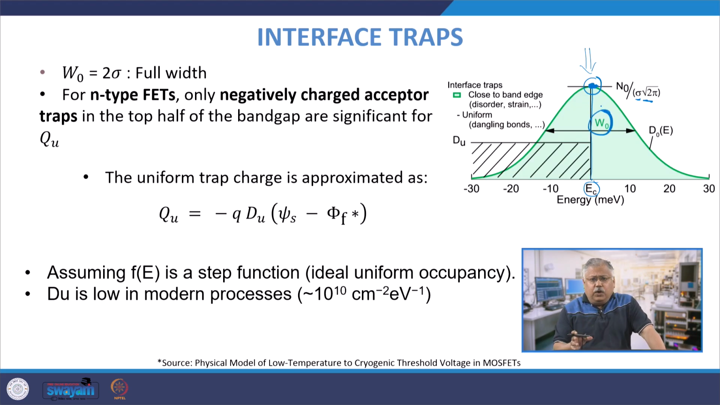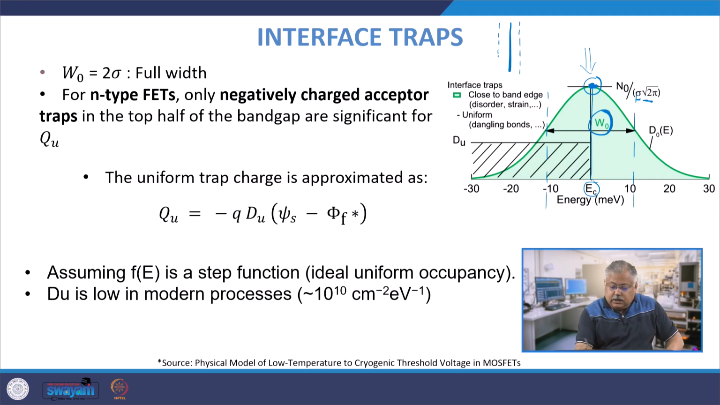W0 is my width, right? A 3 sigma width, basically telling me that most of the interface trap charges are located within this W0 plane only, so around plus minus 10 milli electron volt around the conduction band edge. So if you have an edge here, then most of the charge particles are concentrated somewhere in this edge. If you go beyond this, there is an exponential decay in the number of interface trap charges.